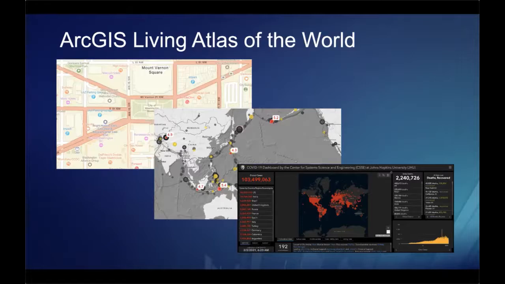ArcGIS Living Atlas of the World is the foremost collection of geographic information from around the globe. It includes curated maps, apps, and data layers from Esri and the global GIS user community that help support your work. Visit the ArcGIS Living Atlas of the World website, where you can browse content, view the blog, and learn how you can contribute. Here's a quick look at some of the new features.